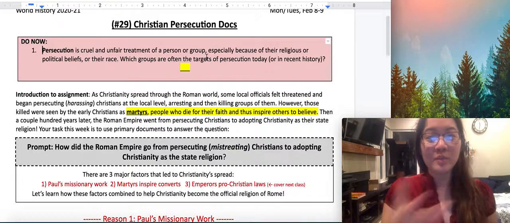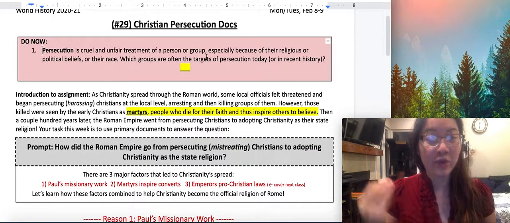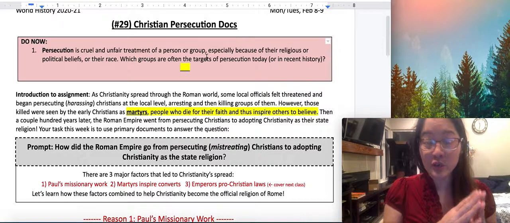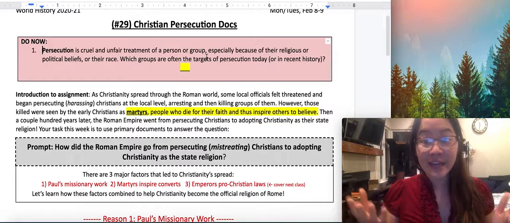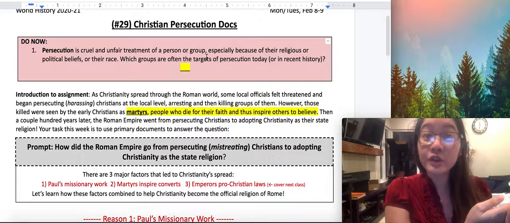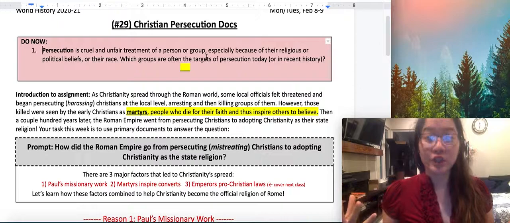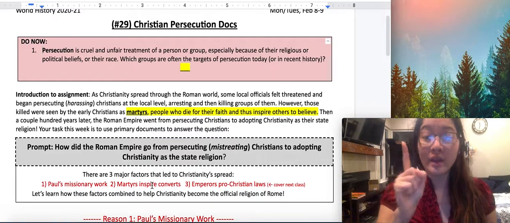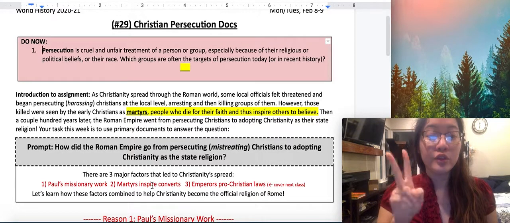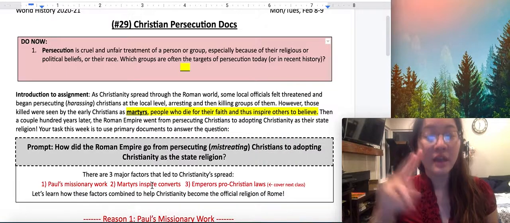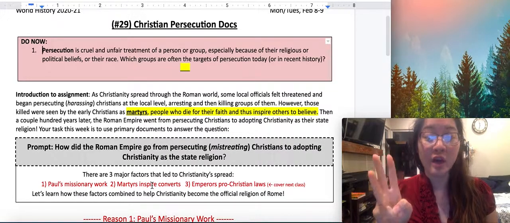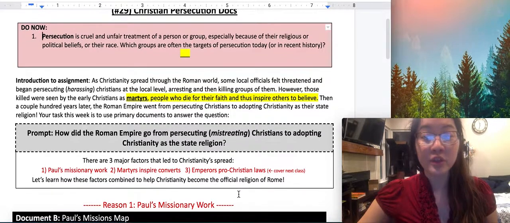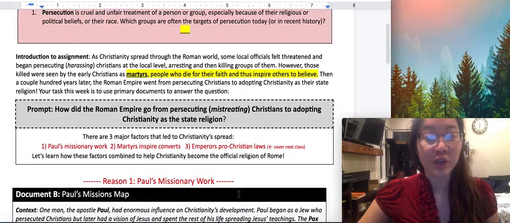Okay, so let us remind ourselves of what the prompt is going to be for the quiz on Wednesday, Thursday. The prompt: how did the Roman Empire go from persecuting Christians to adopting Christianity as the state religion? How do you go from killing Christians to all of a sudden wanting everyone to be Christian? Well, there are 3 major factors that lead to Christianity's spread. 1, Paul's missionary work. 2, martyrs inspiring converts. 3, emperors' pro-Christian laws, which we'll cover next class. So we're going to learn how these factors combine to help Christianity become the official religion of Rome.